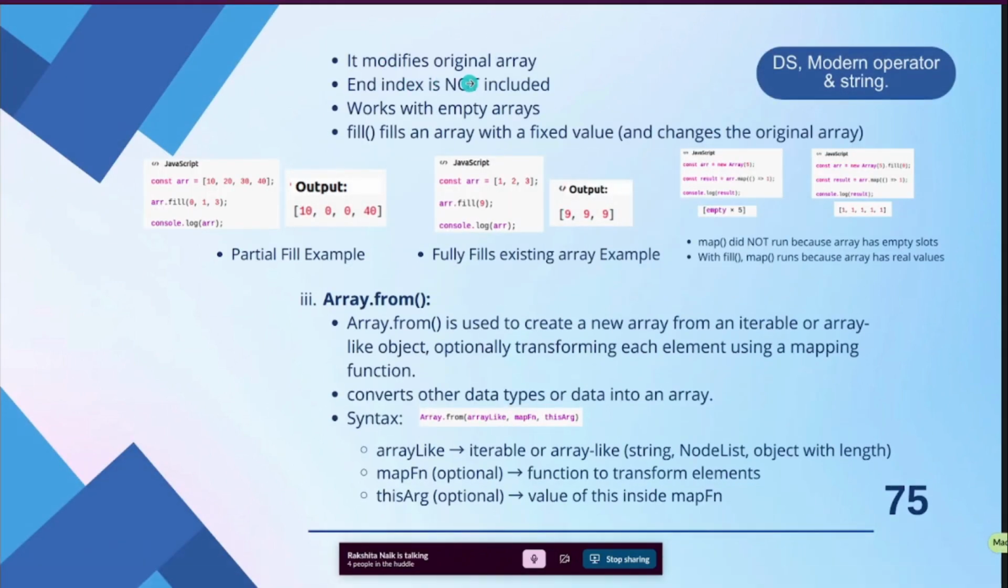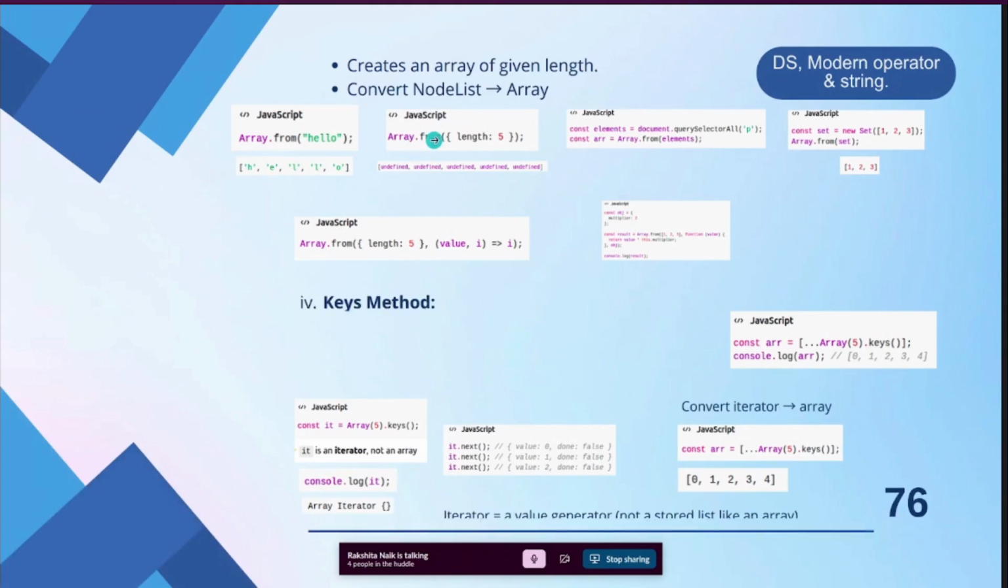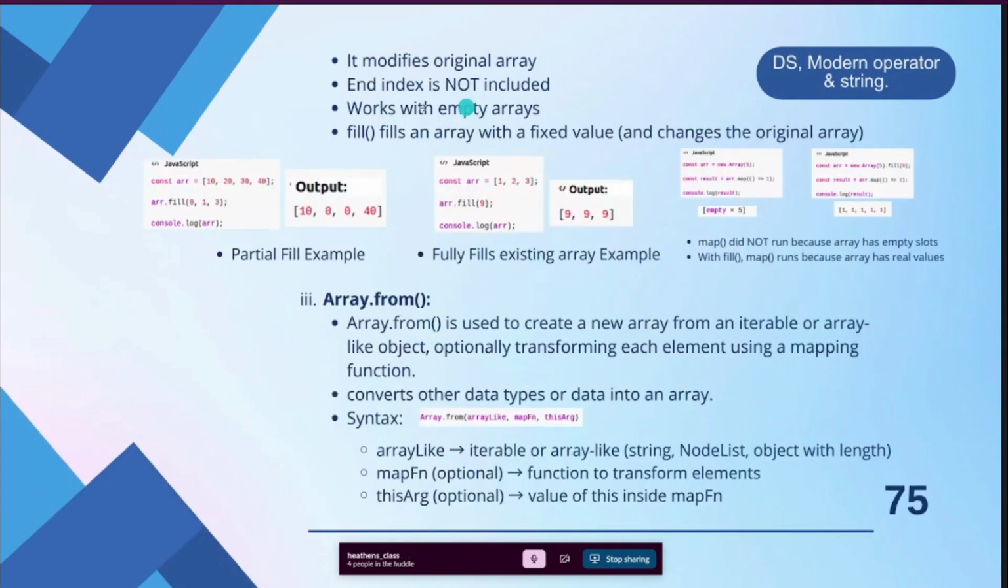So it actually modifies the original array. The end index will not be included. The start defaults to 0, but the end index will not be included. It works with an empty array and fills an array with a fixed value. It changes the original also. So it will change this array only.